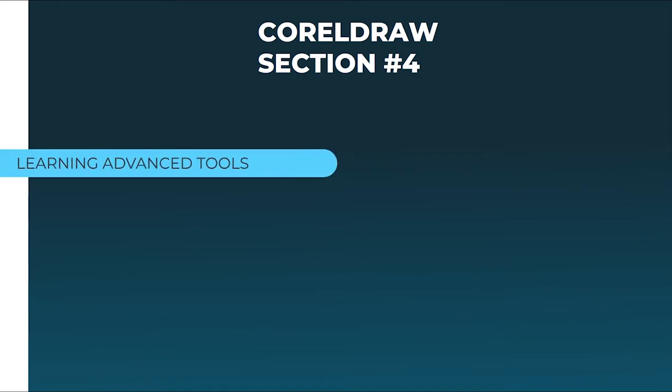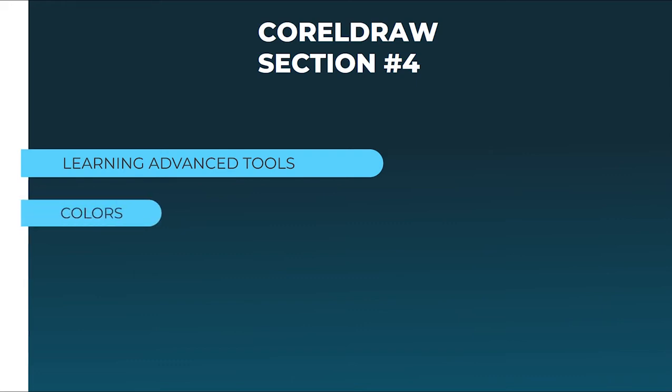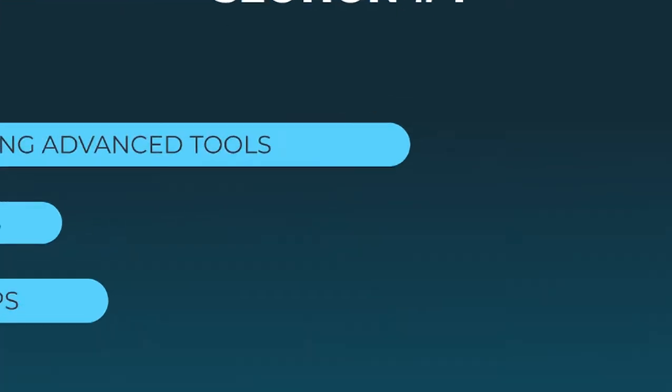Welcome back to another section of this CorelDraw course. In this section, we will learn advanced CorelDraw tools like the transparency tool, the shadow tool, extrude tools, and the others. We will dive in deeper into colors and learn more fascinating things about colors. We'll learn amazing things about bitmaps and how we can convert objects into bitmaps.